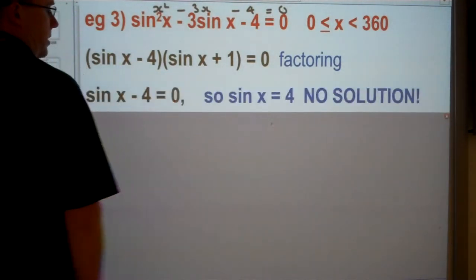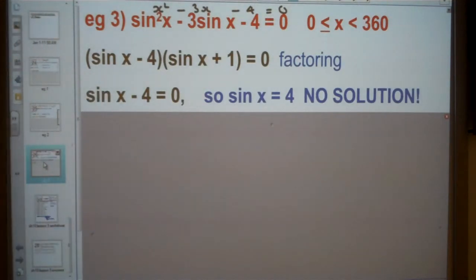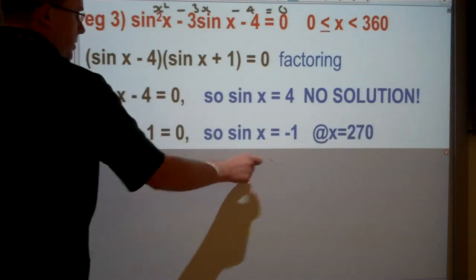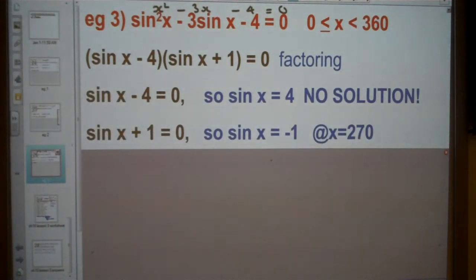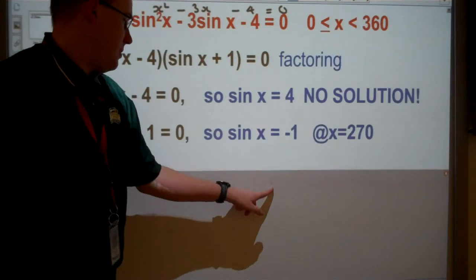So sine x minus 4 equals 0, bring the negative 4 across, and sine x never equals 4 because it just goes between negative 1 and 1. If you do inverse sine on your calculator, it will actually say math error, so that will also tell you no solution. Sine x plus 1 equals 0 means sine x is negative 1, and that's another one where you can look at your graph and you should be able to find out that it's 270 degrees. So when we look at all this together, that's actually our only answer for this question.